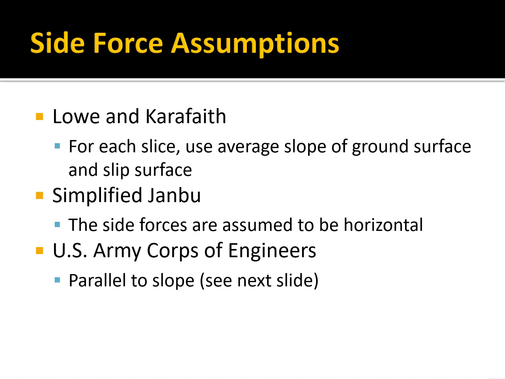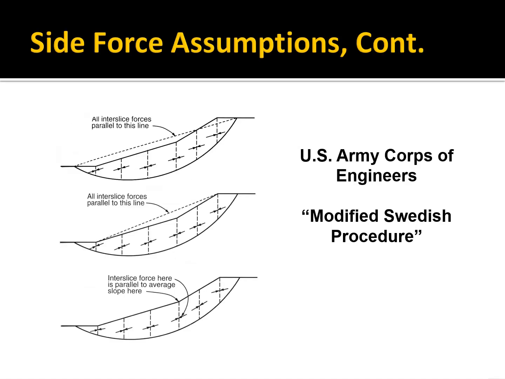Now, I mentioned that you have to assume a side force inclination. There are different ways to do that. For the Lowe-Karafiath method, for each slice, use the average slope of the ground surface and the slip surface. So you look at a slice boundary and you look at the slope of the ground surface at the top and then the slope of the bottom of the slice, and then average those. I think it's probably the best of these assumptions personally. The simplified Janbu method just assumes all the side forces are horizontal. And then there's a Corps of Engineers method, which assumes the forces are parallel to the slope.